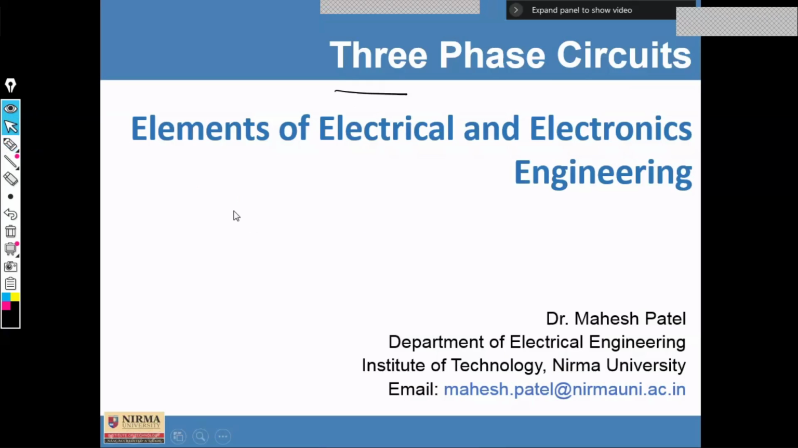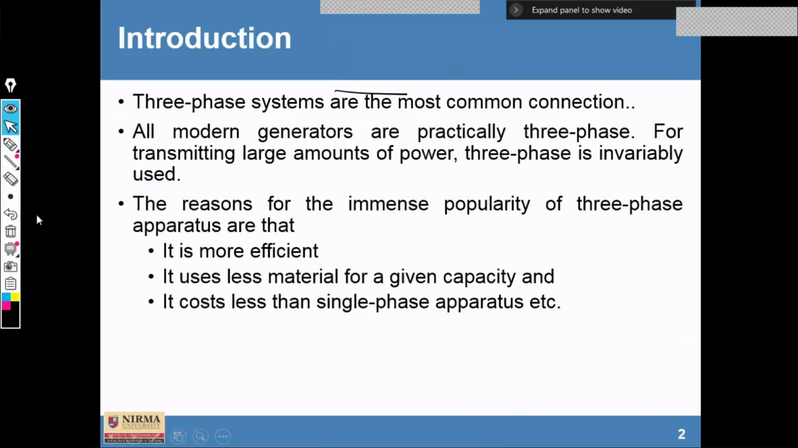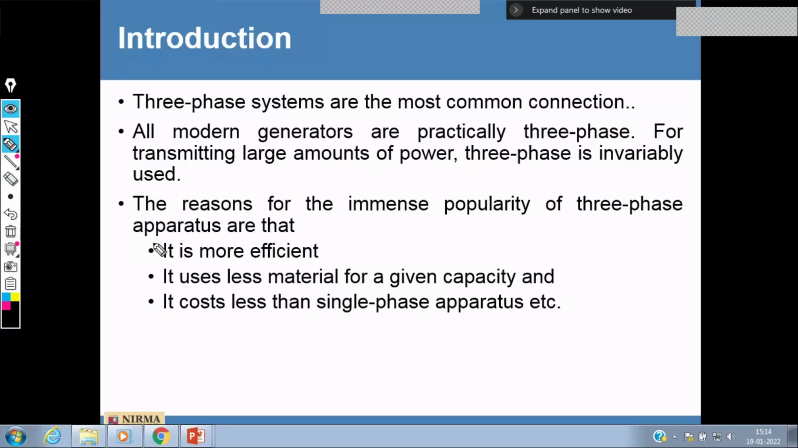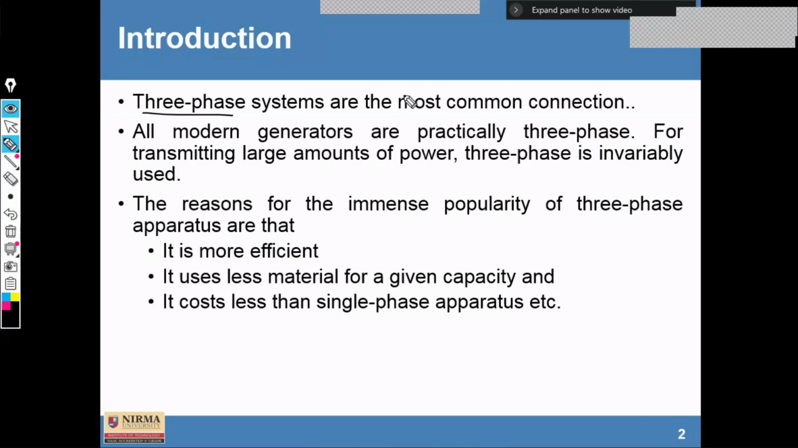So first of all, three phase systems are the most common connections nowadays in India, not only in India but all across the world. Because if you deliver more amount of power from one place to another place, single phase is not enough, and for that we need a three phase system. Fine. So this is the most common use of three phase system.